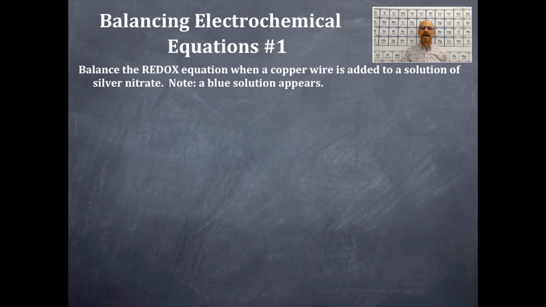Over time, this is a spontaneous reaction. A blue solution appears and you will see a silver Christmas tree. So a blue solution is actually giving you a hint as to what oxidation number copper is going to be in. So we first need to write the reactants, figure out what type of reaction it is, then write the products, and then we can balance the equation by dividing it into two half reactions.